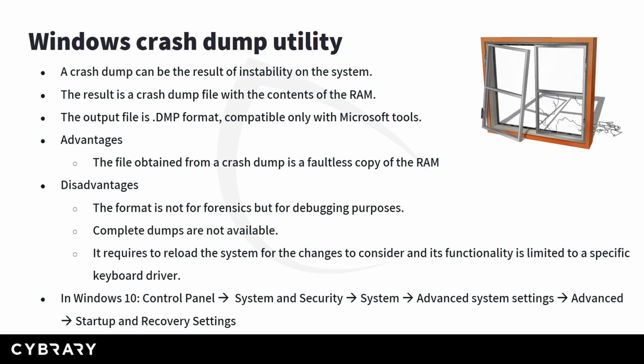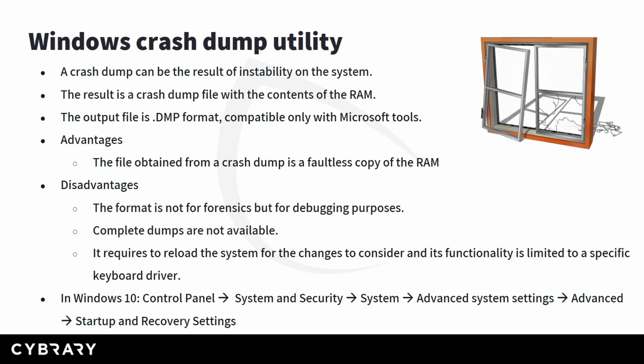A crash dump can be the result of instability on the system. Internally, when a crash dump occurs, the system state is frozen and the contents of the physical memory are swapped or copied to the disk. The result is a crash dump file with the contents of the RAM and extra debugging information. Windows provides a keyboard-configurable feature to generate dump files. The output file is in .dmp format, compatible only with Microsoft tools. This format adds information of the CPU state.